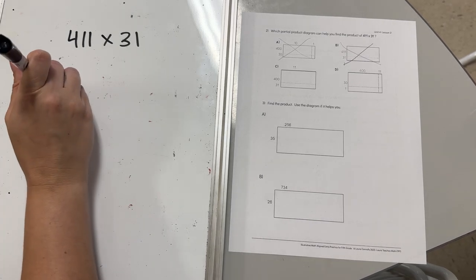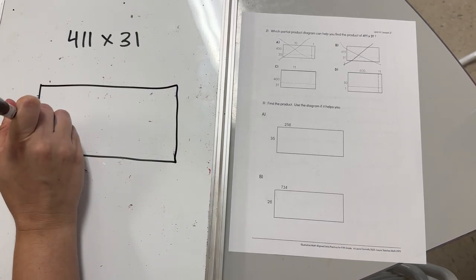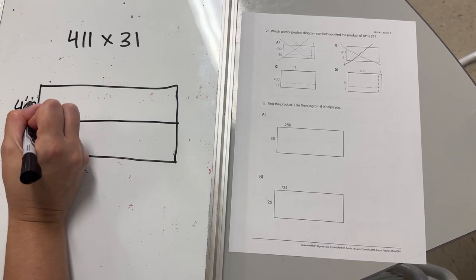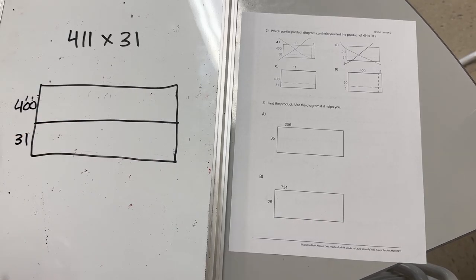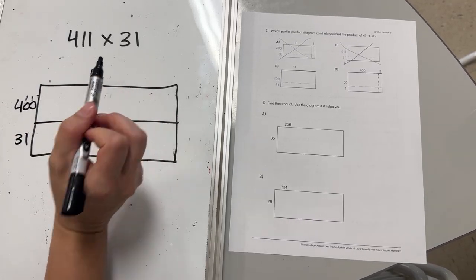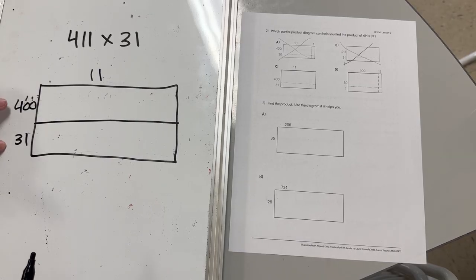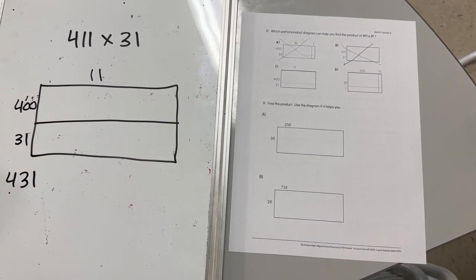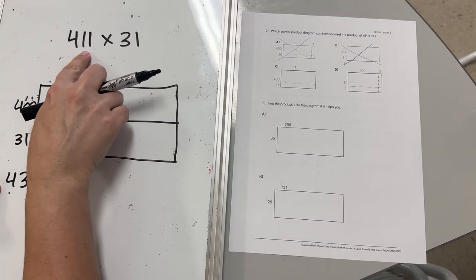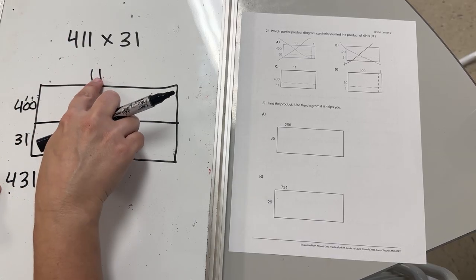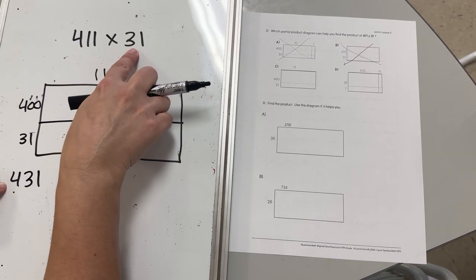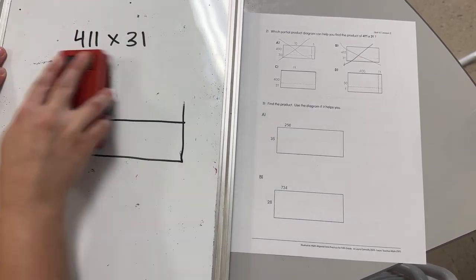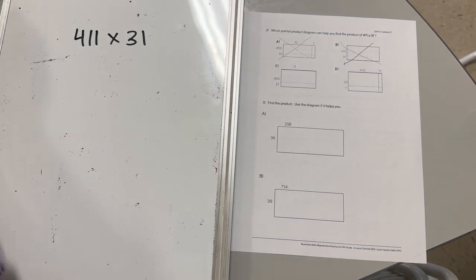For C, I've got one line across my horizontal side here, and I have it broken up into 400 and then 31. And on top, I have 11. When I look at these two numbers and put them together, it creates the number 431. 431 is not the number I'm multiplying. And I shouldn't be multiplying times 11, I should be multiplying times 31, which means that C is also not going to give me my correct product.